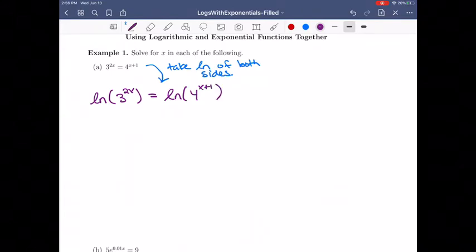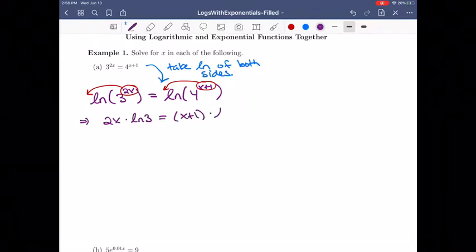plus 1. Now the reason why we do this is because now the log rules tell us that we can pull these powers down to the front, right? So the powers are on the entire thing inside the log. So this is going to be 2x times ln 3 is equal to x plus 1 times ln 4. Okay, now ln 3 and ln 4, these are just numbers. Okay, so here I have a number times x plus 1, so we need to expand it in. Okay, so this is 2x ln 3 is equal to x ln 4 plus ln 4.